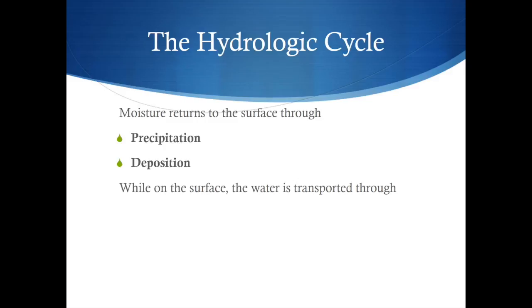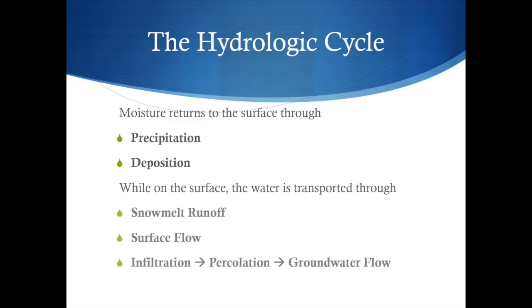But how? It's important to remember that water is transported while on the surface and while underground. On the surface, water is transported through snowmelt runoff and surface flow in streams and rivers. Water transport underground occurs through groundwater flow, but the water must first go through infiltration and percolation to reach the groundwater level.